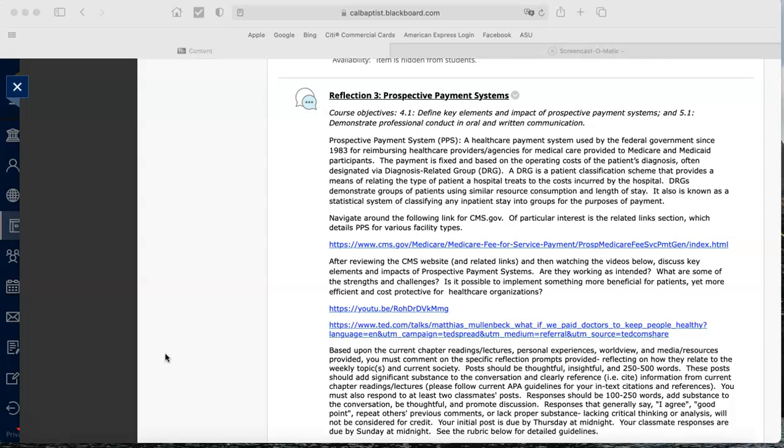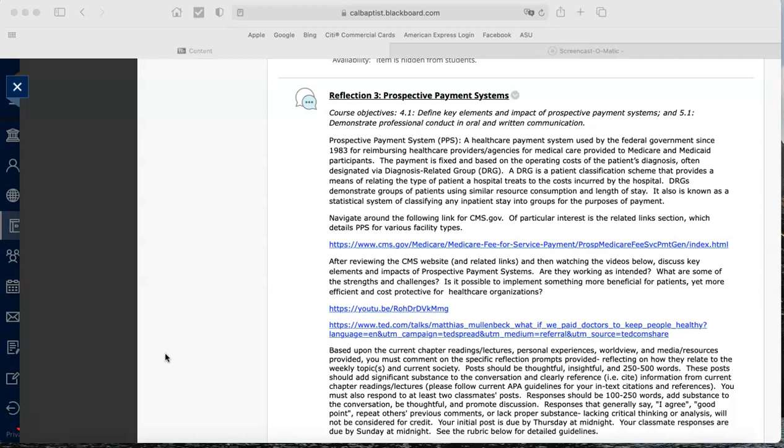If you're not familiar with that term, that is one to get familiar with. DRG is a patient classification scheme that provides a means of relating the type of patient that a hospital treats to the costs that are incurred by the hospital. So if somebody is in with a certain diagnosis and for certain care within a hospital, they'll be assigned a DRG code, which encompasses all of the costs that would normally be associated with that type of care. And that's the code that is submitted and for which payment is based on.